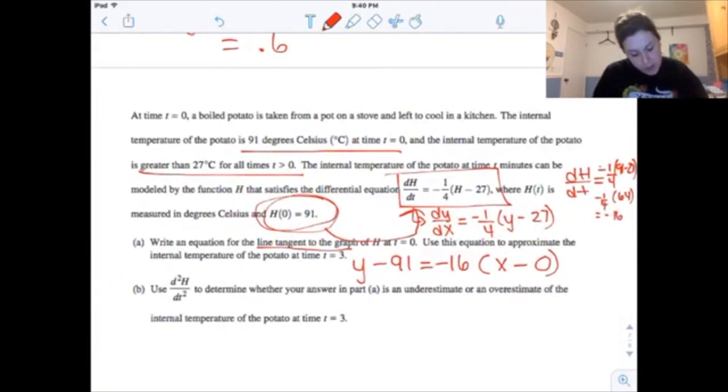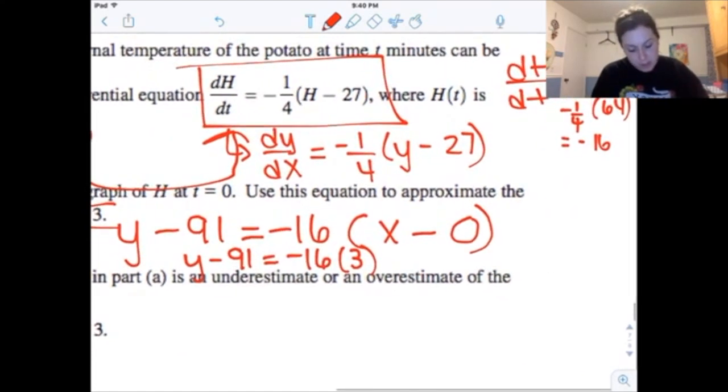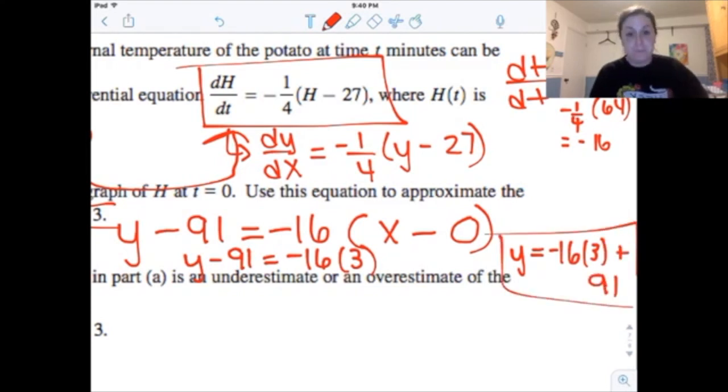And I want to approximate the internal temperature when x is 3, or when t is 3. So I'm going to plug in 3 there. And so this is going to be y minus 91 equals negative 16 times 3. Add 91 over. So y equals negative 16 times 3 plus 91. You do not need to simplify that. Okay, that's my approximate degrees Fahrenheit.